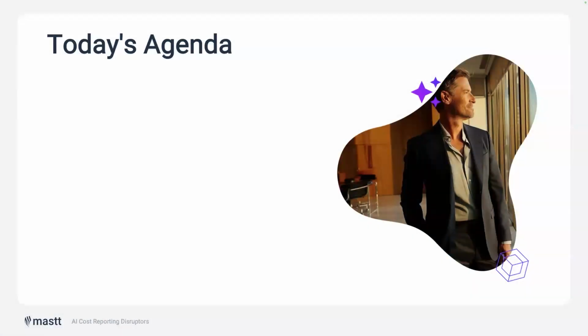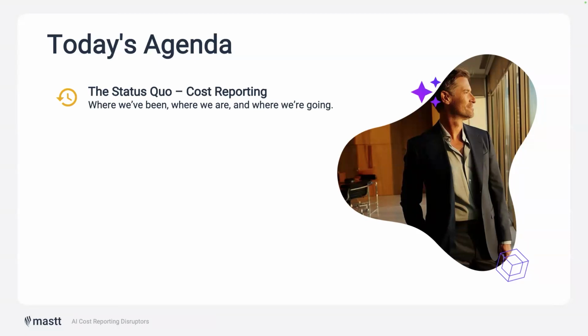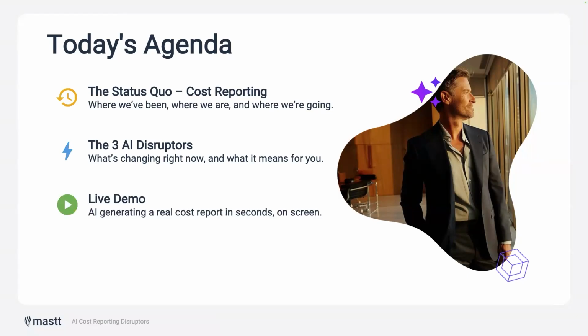Alrighty, so today's agenda, what we're going to do, we're going to review the current state of play relating to cost reporting, as well as its evolution. So it looks to set the context of how we actually got here. We'll be looking at 3 specific AI disruptors that I'm calling them, and how they're actually active in the industry now and how these are able to be leveraged to your benefit.